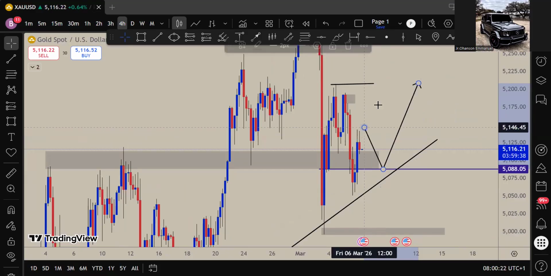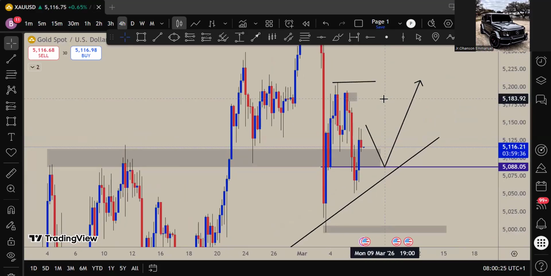But I'm not taking this trade for now. I'm still looking at how the price action is forming until I confirm that yes, I can take this trade. All right.